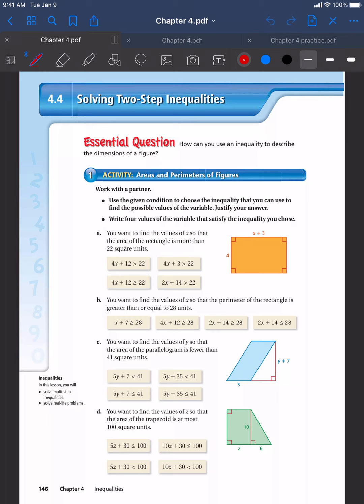All right, 4.4. Write 4.4 at the top of your notebook. Solving two-step inequalities. We're on page 146.